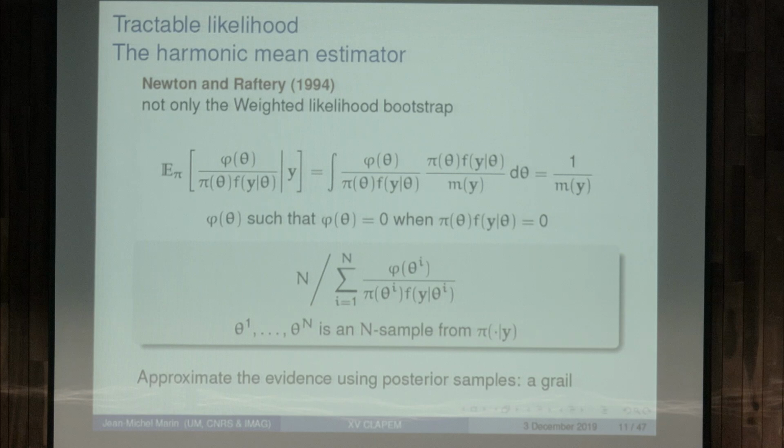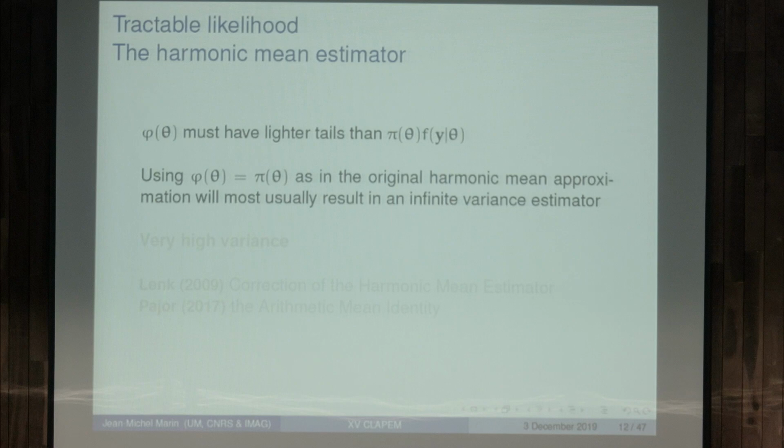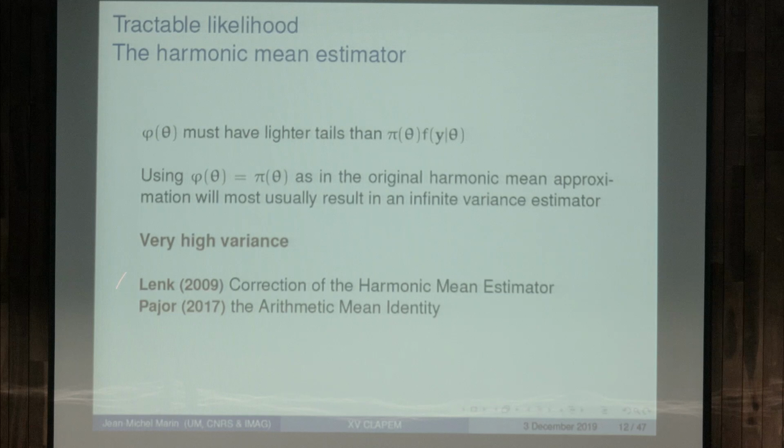Unfortunately, first, contrary to importance sampling, this density must have later tails than the posterior here. And the first proposal of Newton and Raftery was to use a prior for this density. And unfortunately, this choice will result in an infinite variance for the corresponding estimator. And there is some correction to that problem, to choose in a clever way this function here, but with very high variances. But there are these two very interesting proposals, and the last one from Pedro, a way to correct, in some sense, the harmonic mean estimator.